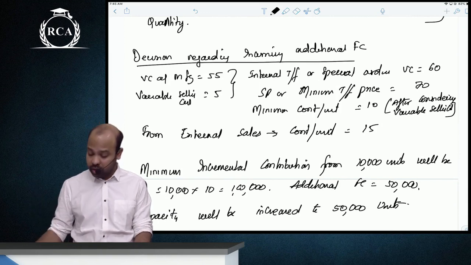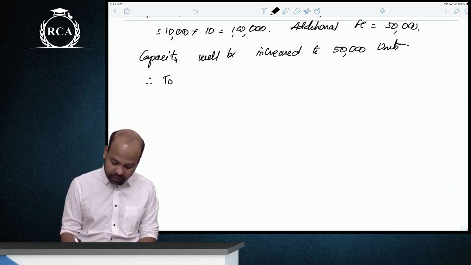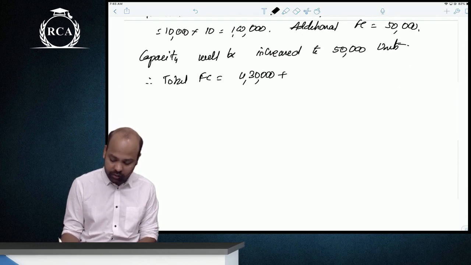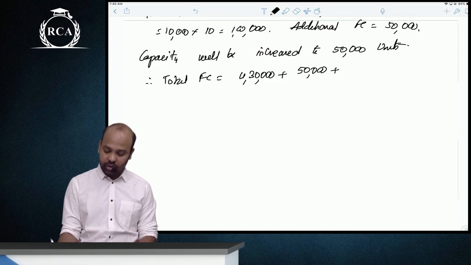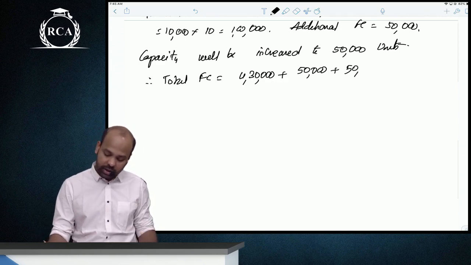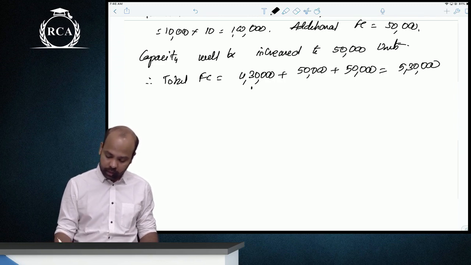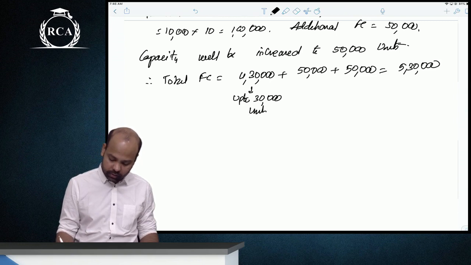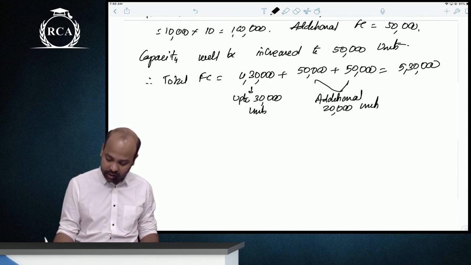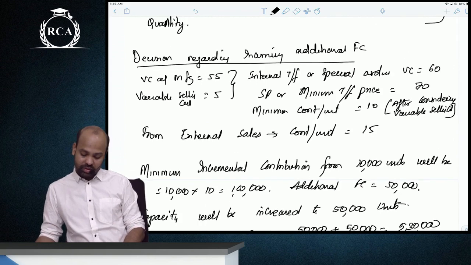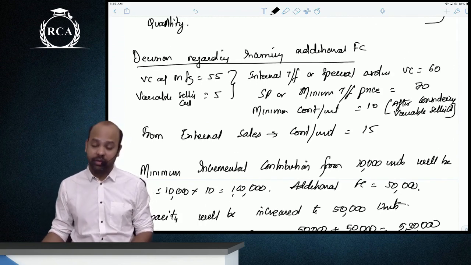Usko goli maro. Now beta we know guys, therefore total fixed cost beta would be 4,30,000 up to 30,000 units. Incur additional 50,000 rupees beta for additional 10,000 units. So this would become 5,30,000. This is up to 30,000 units. And this is beta for additional 20,000 units. Your total fixed cost as such beta is going to be 5,30,000. Understood sir? This is the decision regarding the additional amount of fixed cost beta.